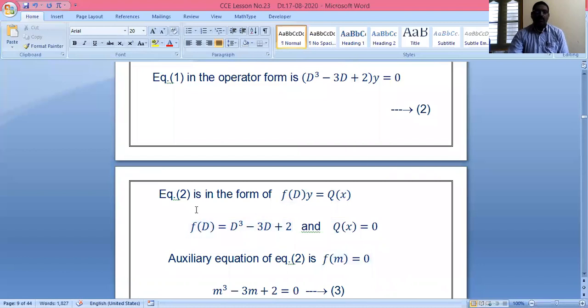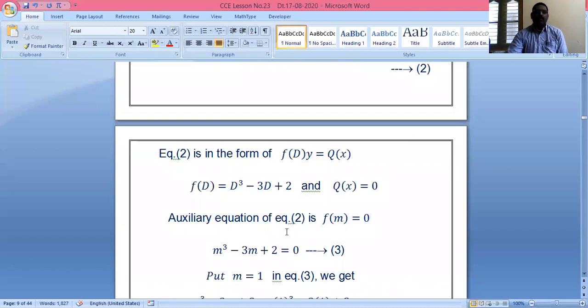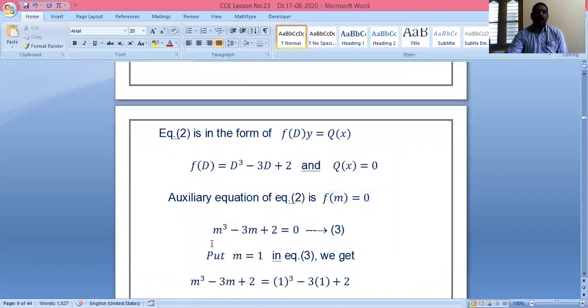Now equation 2 is in the form of f of D into y is equal to Q of x. Here f of D is equal to D cube minus 3D plus 2 and Q of x is equal to 0. Since Q of x is equal to 0, the given differential equation is a homogeneous linear differential equation of order 3. Now the auxiliary equation of equation 2 is f of m is equal to 0. Therefore, m cube minus 3m plus 2 is equal to 0. Let this equation be 3.